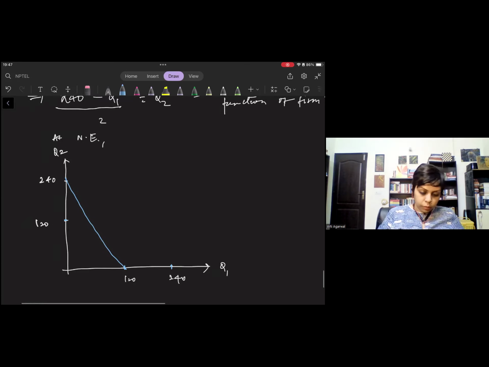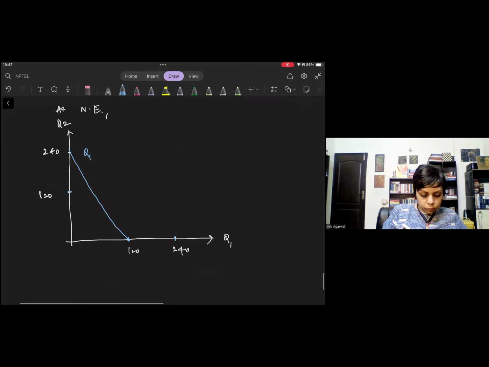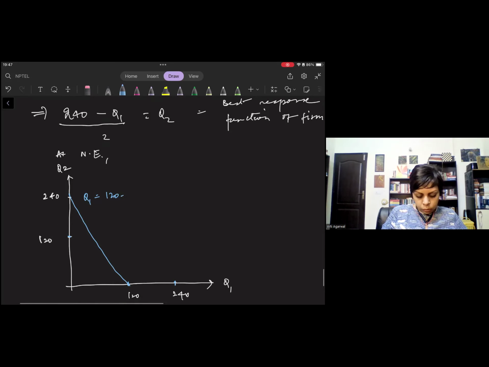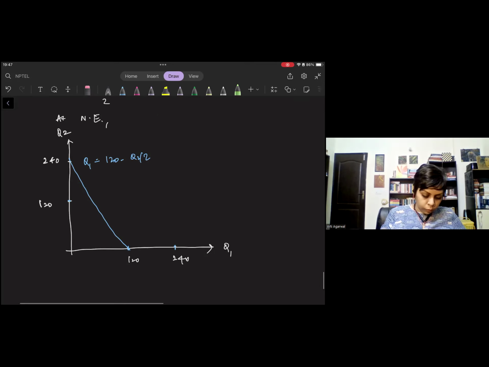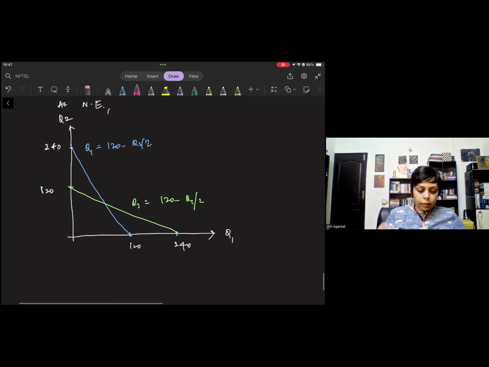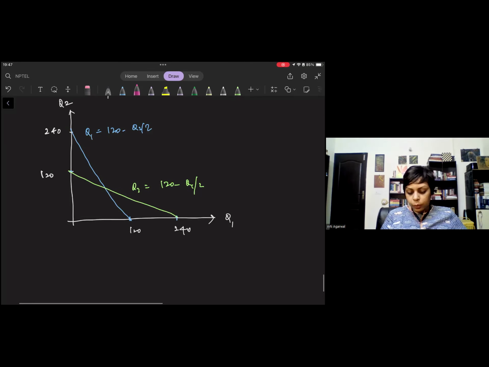So this is the first equation, Q1 is equal to 120 minus Q2 by 2, and the other one is just symmetrically opposite. This is the equation of Q2 is equal to 120 minus Q1 by 2. So you can see that these are the best response functions of both the firms. The blue one is firm 1's best response function and green is firm 2's best response function.